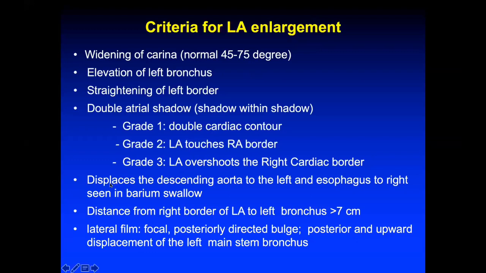Then another criterion for left atrial enlargement is displacement of the descending aorta to the left and the esophagus to the right, as seen in barium swallow. Another is a distance from the right border of the LA to the left bronchus of more than 7 centimeters. On a lateral film, it is a focal posterior-directed bulge, with posterior and upward displacement of the left main bronchus. So we'll see one by one what the criteria are.